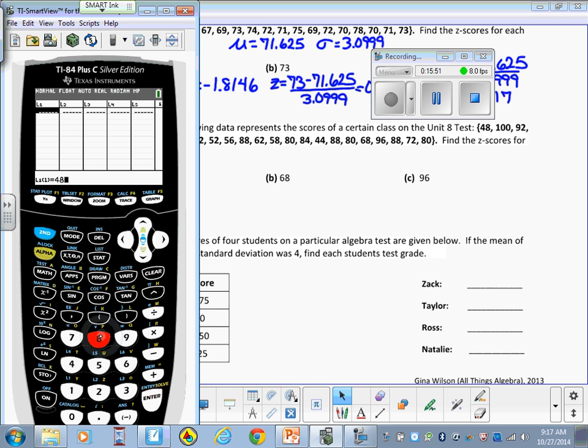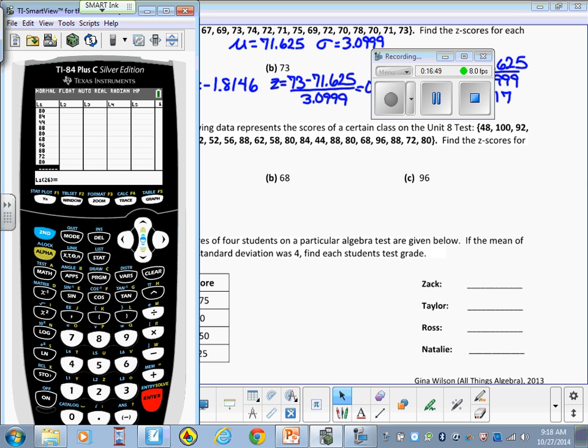And we're putting in 48, 192, 100, 92, 92, 84, 68, 84, 92, 52, 56, 88, 62, 58, 80, 84, 44, 88, 80, 68, 96, 88, 72, and 80.